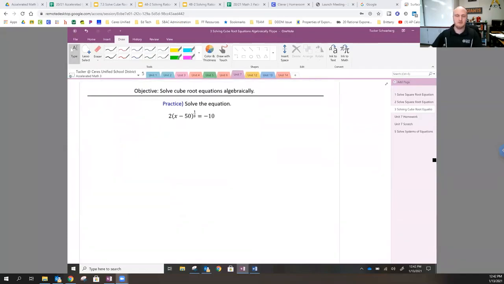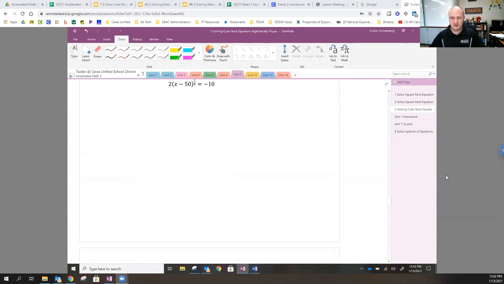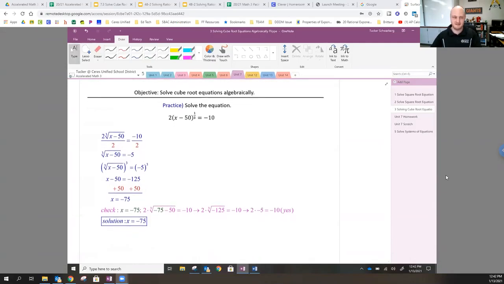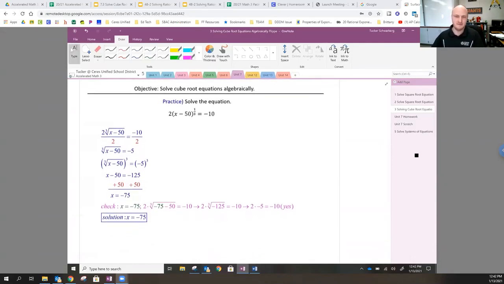Here's another practice one. If you want to go ahead and pause the video, you can try this one. Okay, hopefully you paused the video. Here is the solution. Is it 6? It's not 6. It's negative 75. Divide by 2, cube both sides, and it's just like the rest. Not a lot of curveballs in these lessons.